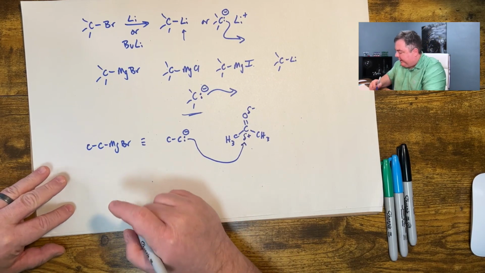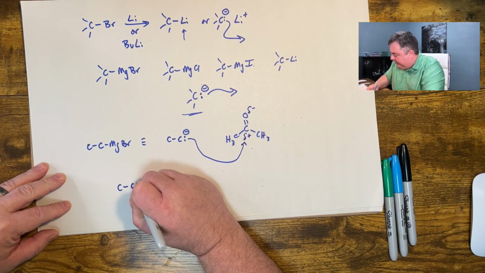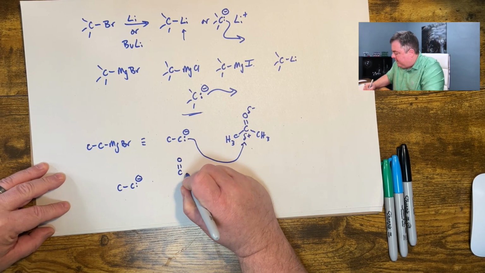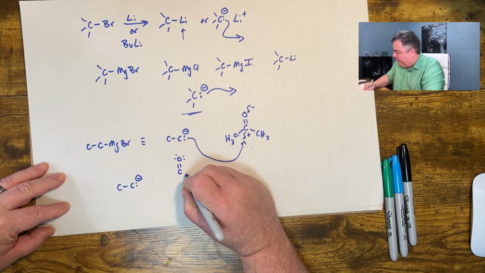So let's redraw that again. So here's my Grignard negative carbon. We'll draw my lone pairs on.